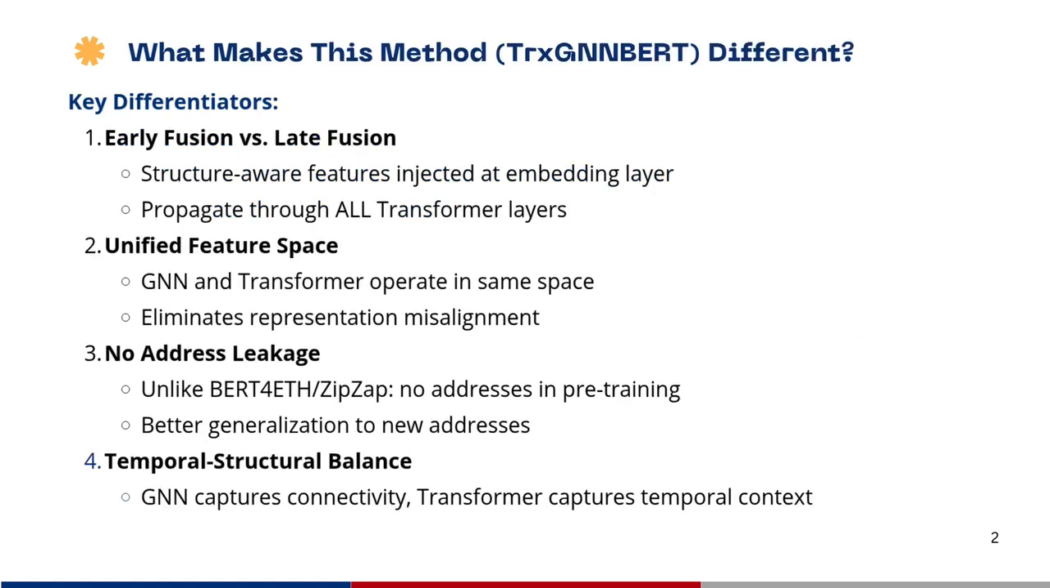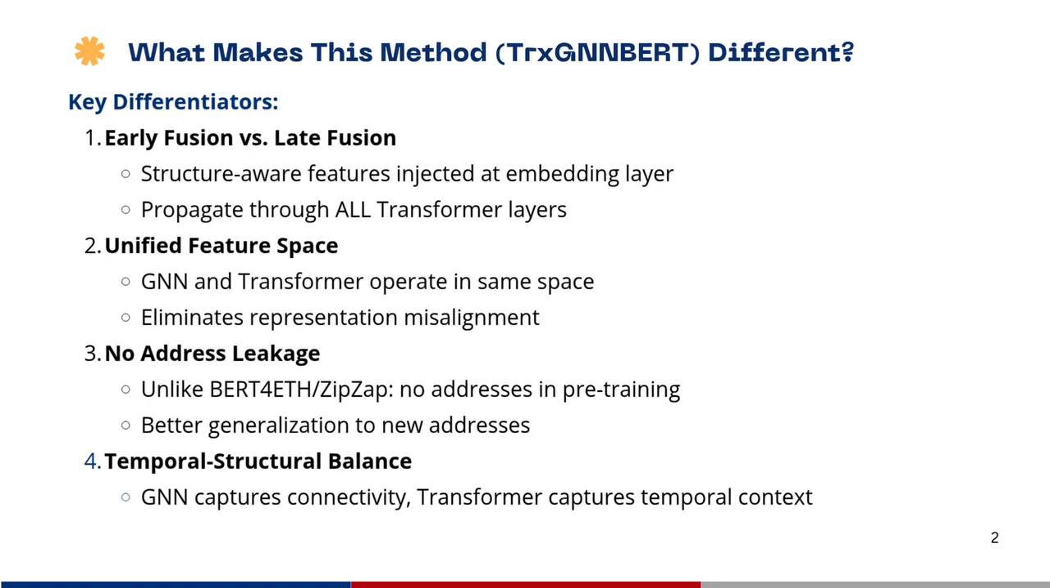Now let me highlight what makes this method different from existing approaches. First, early fusion versus late fusion. Unlike previous methods that combine features at the final layers, the authors of this paper inject structure-aware features at the embedding layer. This means graph and sequential information propagate through all transformer layers together, which enables deeper interaction. Second, unified feature space. The GNN and transformer operate in the same feature space from the beginning. This eliminates the representation misalignment problem where graph embeddings and sequential embeddings live in incompatible spaces.